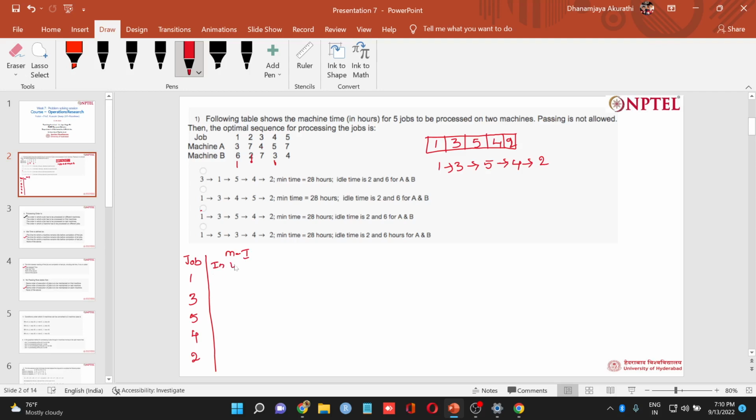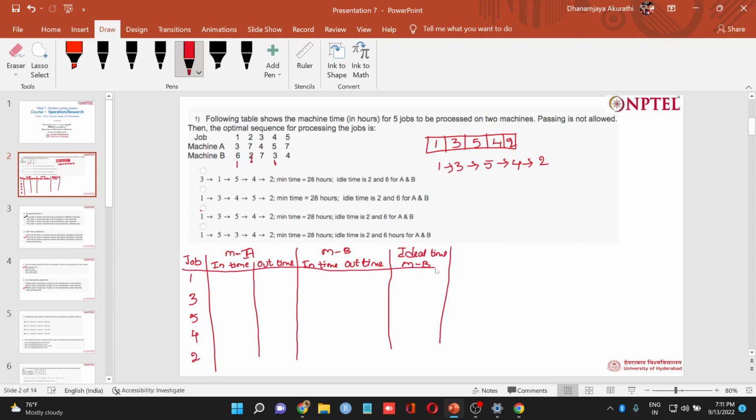Here you can see the in time, that is the starting time, and out time, the finishing time, for mission 1 or mission A, and mission B in the same way, in time and out time, and another column for idle time for mission B. Without taking this column, we can find mission A's idle time. I will tell you how it is.